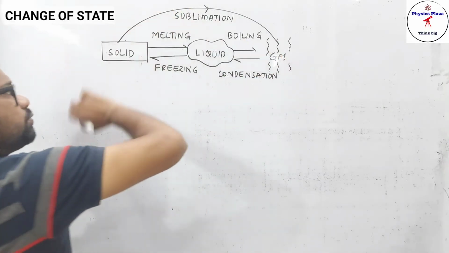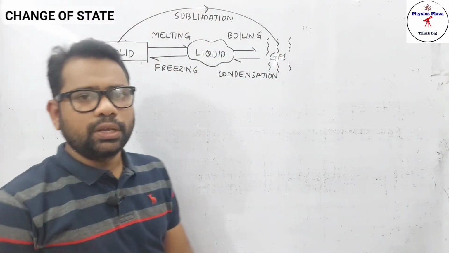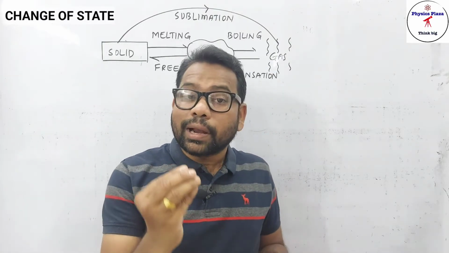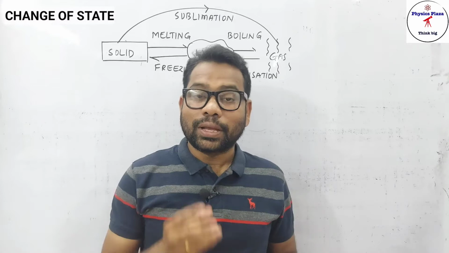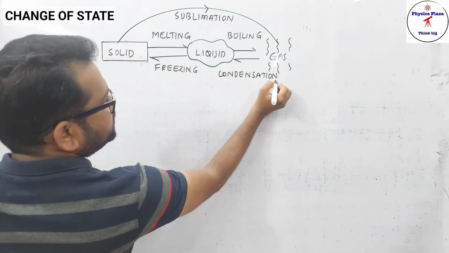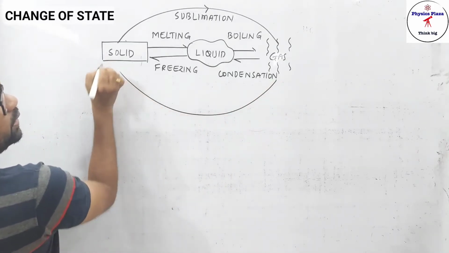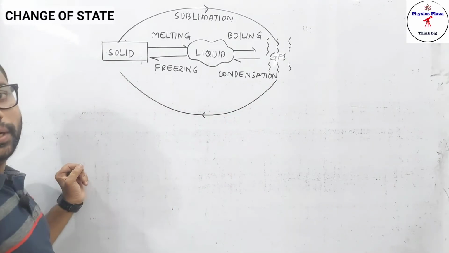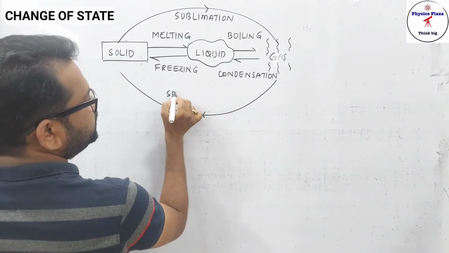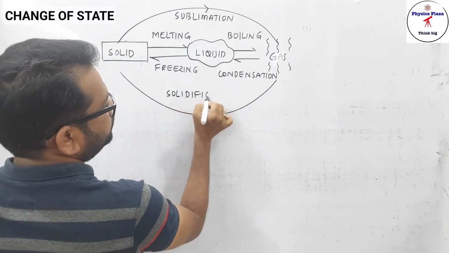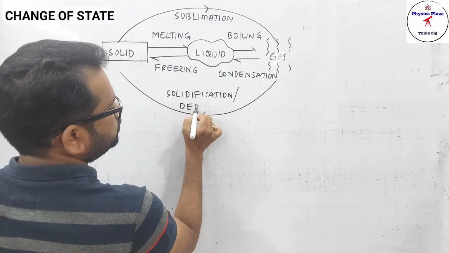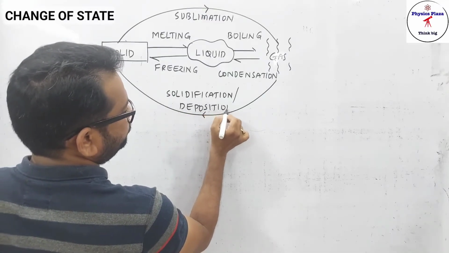The process of conversion from solid state directly to gaseous state. Which substances show sublimation? Examples: ammonium chloride, naphthalene, iodine, camphor. These will show sublimation. Children, on cooling, what happens again? The gas will convert into solid state. This we call solidification, or we can also call it deposition.